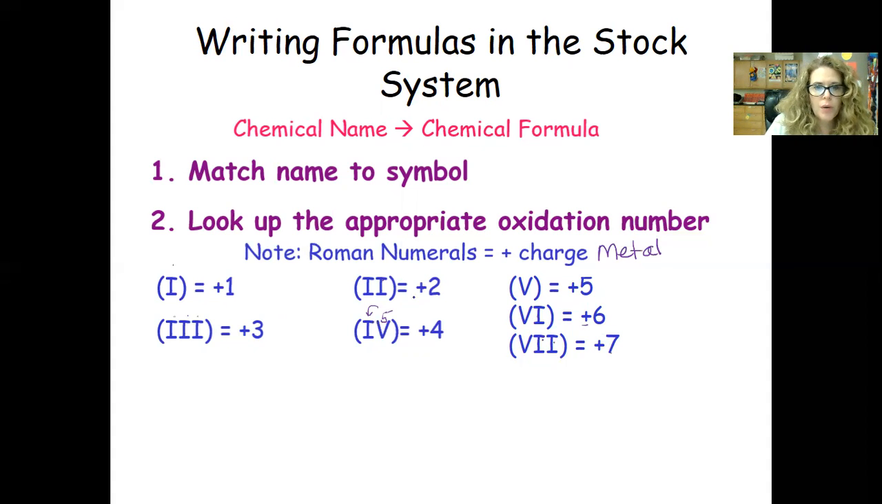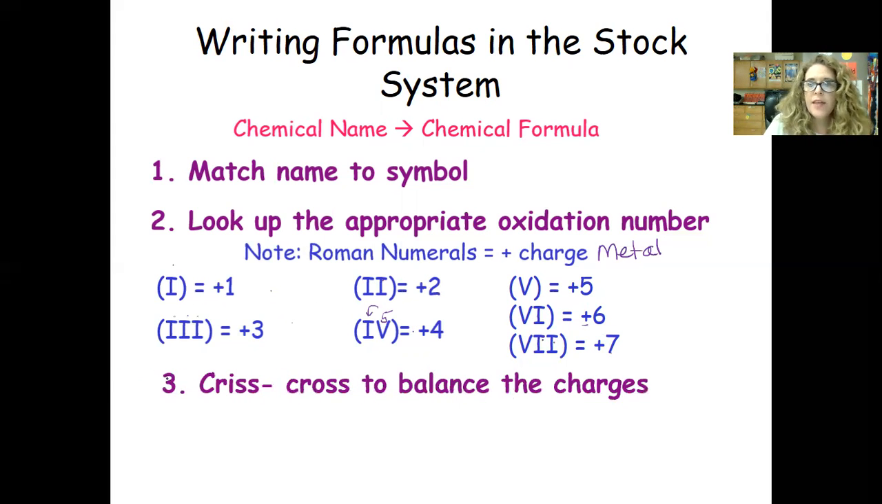Make sure you know definitely like 1, 2, 3, and 4. Those are going to be the ones that you're going to be more likely to see. And then again, just like we did before, we're going to crisscross to balance the charges. So we bring the oxidation state down to make a subscript.